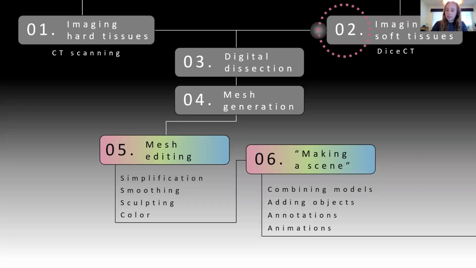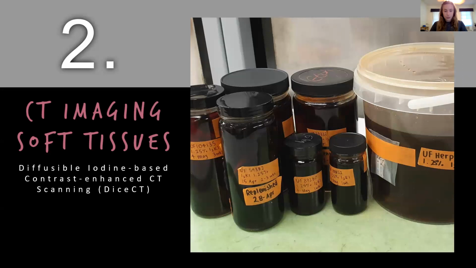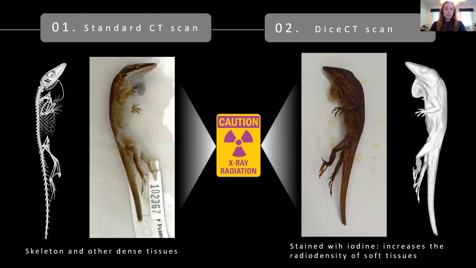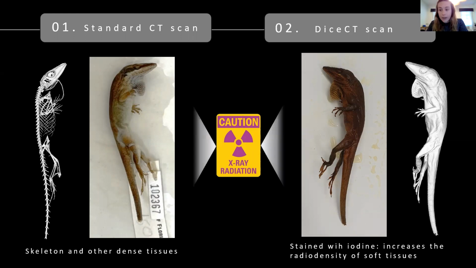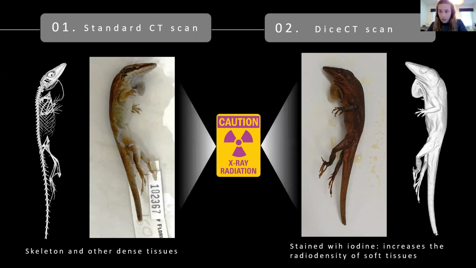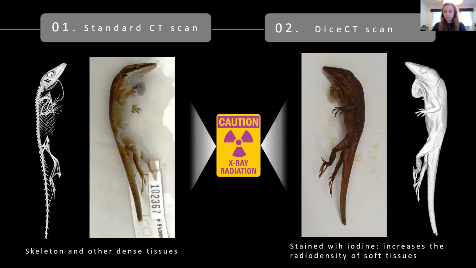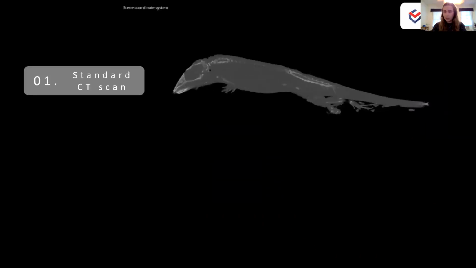And now that we have our skeleton data set, we can start to image the soft tissues of our green anole. To image the soft tissues, we use a method called diffusible iodine-based contrast-enhanced CT. So we're going to CT scan our green anole again, but this time we will stain the specimen with a solution of iodine. Now the iodine binds to carbohydrates and lipids in a specimen and increases the radiodensity of soft tissues in predictable ways.